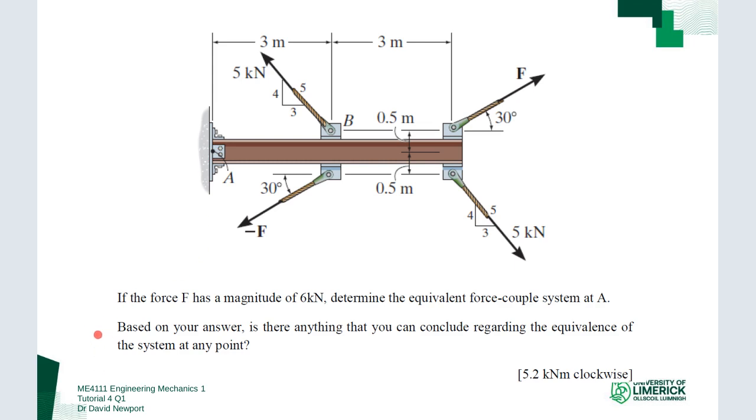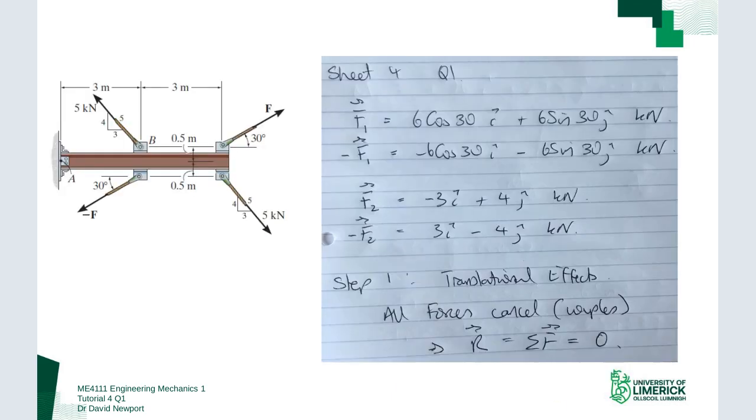Then we're asked to make any conclusion based on the equivalence of the system at any point. So if you wanted to extend from point A to anywhere else, is there anything we can conclude from our result in that respect?